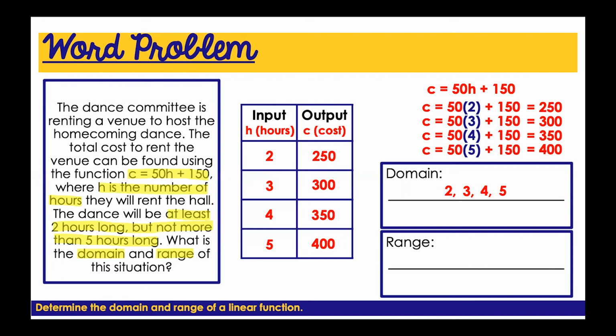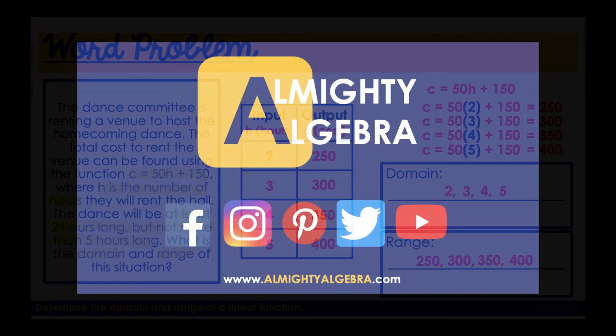Now for the range is the cost, the range is the output. The outputs are $250, 300, 350, and 400. Again, you can't rent for less than 2 hours, so the minimum range is 250, and you can't rent for more than 5 hours, so the maximum cost, maximum range is 400. So that's how you do the word problems. Make a table, an input-output chart. Your input is your domain, and the outputs you get after you calculate it, that's going to be your range.